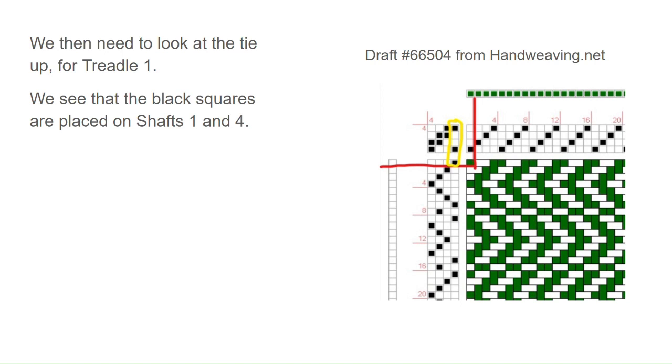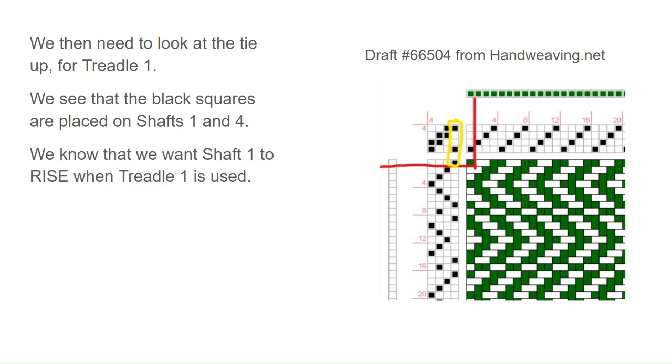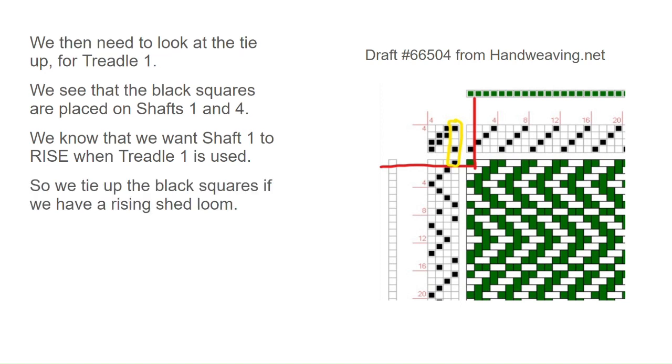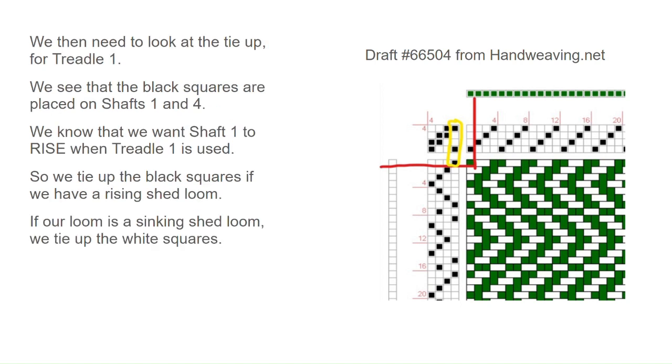We can see that there are black squares placed on shafts 1 and 4. We know that we want shaft 1 to rise when treadle 1 is used, because the interaction shows that the warp is up. So we tie the black squares if we have a rising shed loom. If our loom is a sinking shed loom, we will tie up the white squares.